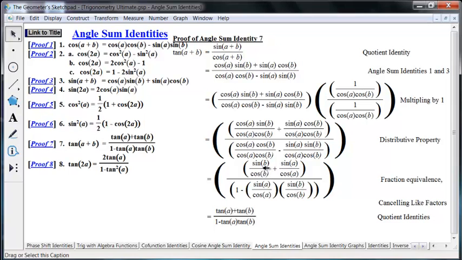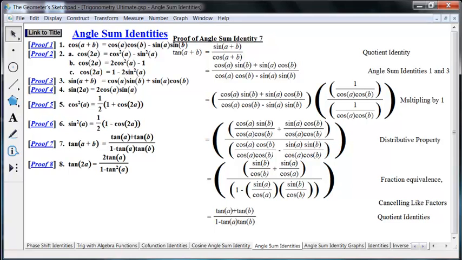Now we use our quotient identity. Sine B over cosine B is tangent of B. I'll put that one second. Sine A over cosine A is tangent of A. I put that one first. And this sine A over cosine A is tangent A. Sine B over cosine B is tangent of B. So I use my quotient identity there 4 times, and we get the result that we wanted, that tangent of A plus B is tangent of A plus tangent of B over 1 minus tangent of A, tangent of B.